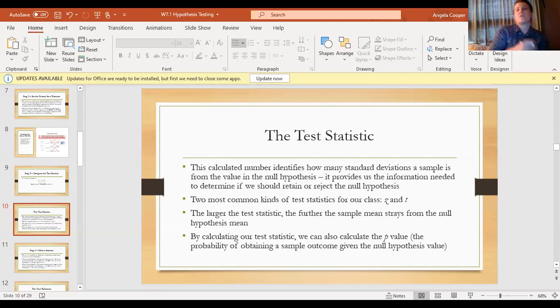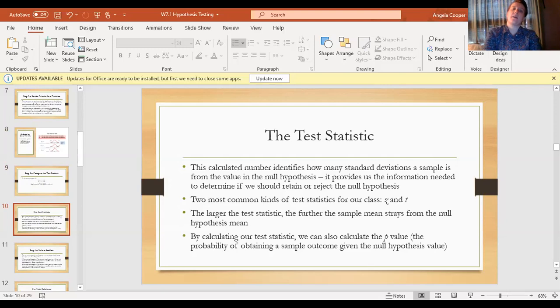Okay. So the larger the test statistic, the further the sample mean that we have strays from the null hypothesis mean. So the more standard deviations away from the mean our sample is, the less likely we're going to retain it, the less likely the null hypothesis is going to still hold up. We don't really say that the null hypothesis is true or false. Just for simplicity, I might mention that, but really when we move forward with statistics and research methods, we tend not to say the null hypothesis is true or the null hypothesis is false.